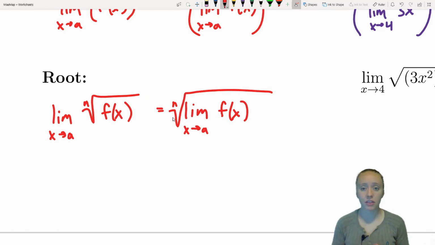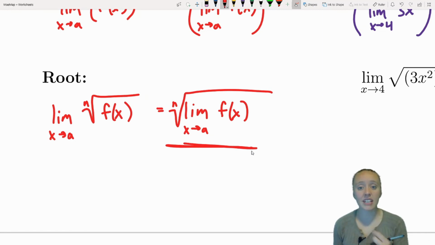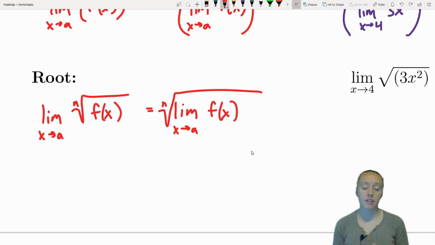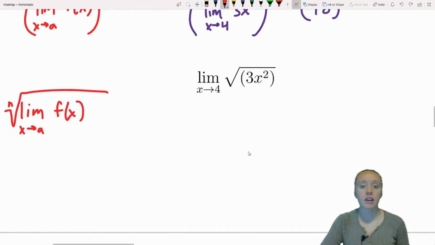Well, the domain of that nth root depends on whether n is odd or even. Because remember, if n is even, we cannot have negative numbers within that radical. So this limit root law would only hold true when n is even if I get a positive number for my limit within that root. If n was odd, it doesn't matter whether the limit within that root is positive or negative because the domain of odd roots is all real numbers. So just be careful when doing this, making sure if it is an even root that we have a positive number under that radical. So let's calculate the limit of the square root of 3x squared as x approaches 4.